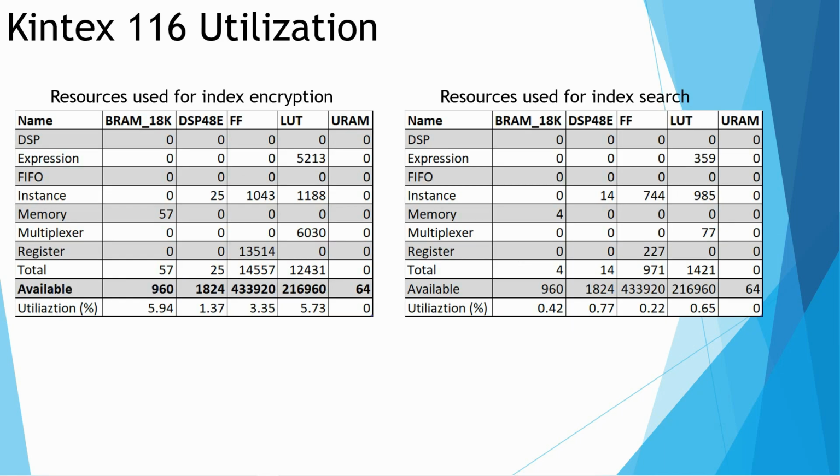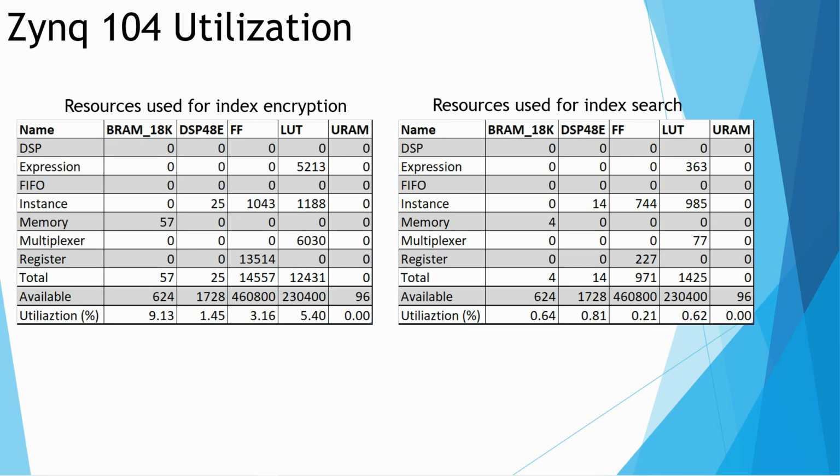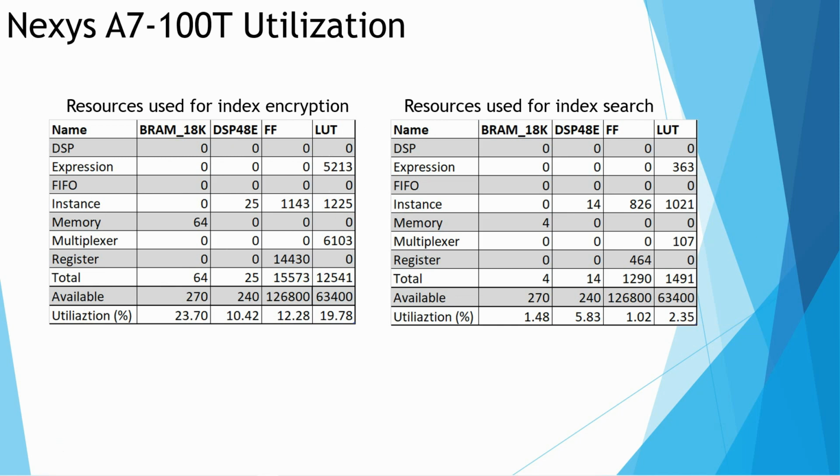Next, we start on the utilization of each device. The Kintex 116, as you can see, we barely use the resources on this device. It is the higher end and has a lot more resources than the other devices. Our mid-tier device is our Zynq 104 and its utilization, both for the encrypted index and the index search. It uses a little bit more of its resources because it has less than the Kintex. And finally, we move on to our Nexys A7, which is our low-end FPGA that costs a lot less, and it has a lot less resources. As you can see, the utilization is apparently higher than the other two boards.